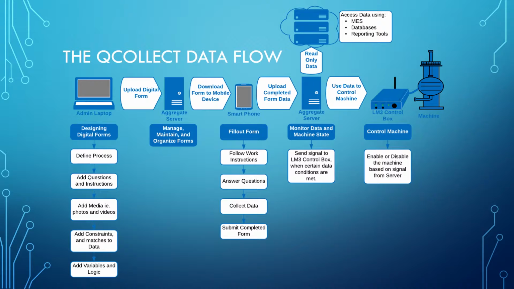The data that is submitted to the server can then be leveraged to enable or disable your manufacturing equipment with the help of the LM3 control box. The data is also made available to your external systems in a read-only format.